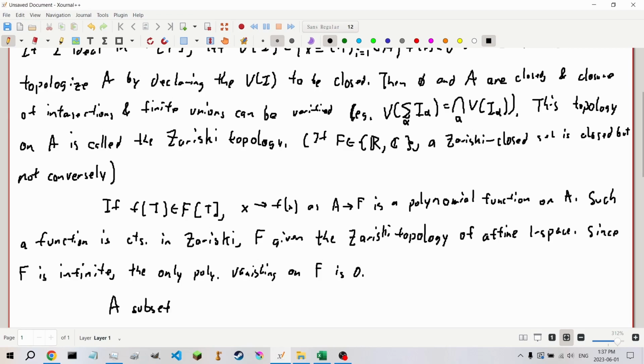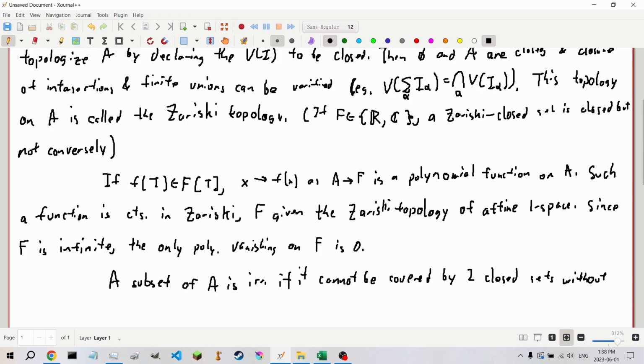A subset of A is called irreducible if it cannot be covered by two closed sets without being covered by one of them. Essentially, this is a stronger form of connectedness.